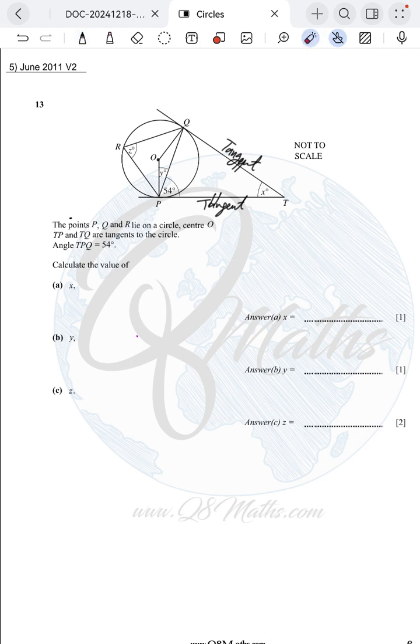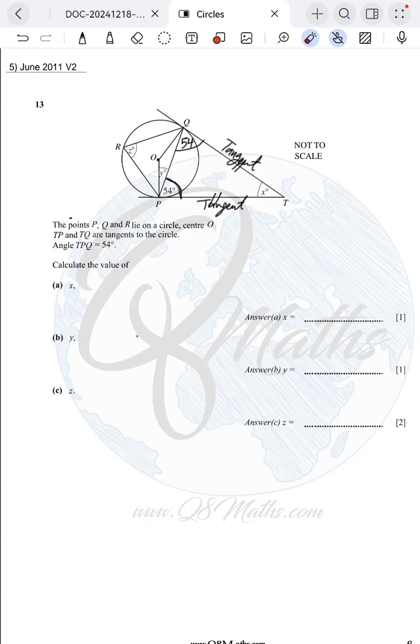So now we have two equal sides in a triangle. That means we have an isosceles triangle. When two sides are equal, two angles are supposed to be equal. This side is opposite to this angle, and this side is opposite to this angle. So these two angles are supposed to be equal. So since this is 54, this angle here also is 54.